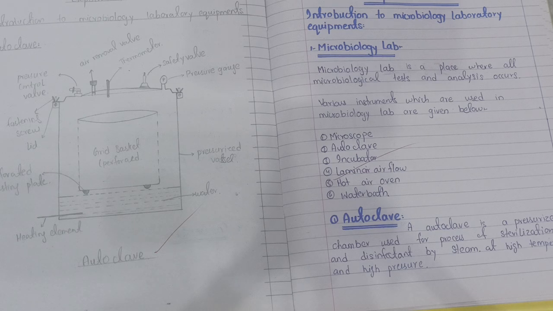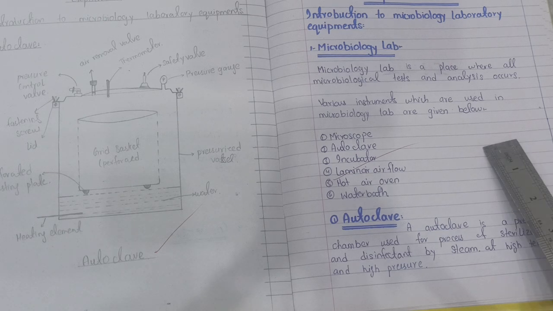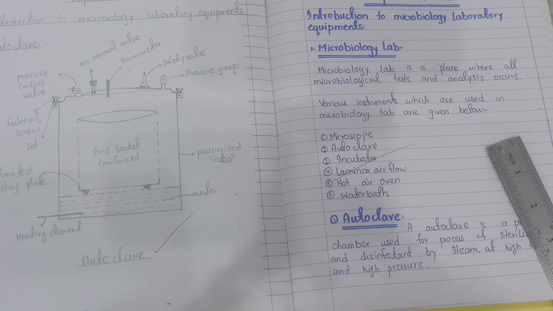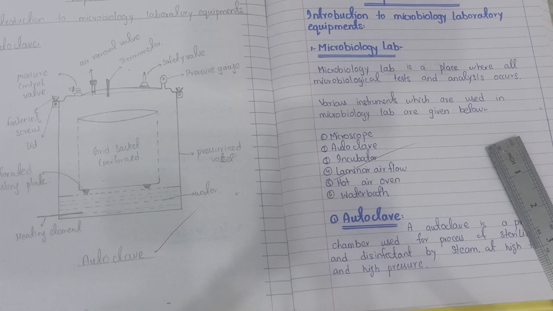This is experiment number 3, from which I am starting. Experiment number 1 is related to the lab rules, and experiment number 2 is related to the microscope. I don't think these practicals should be revised because they are not important from the paper point of view. I think those experiments which are important, we should revise them.